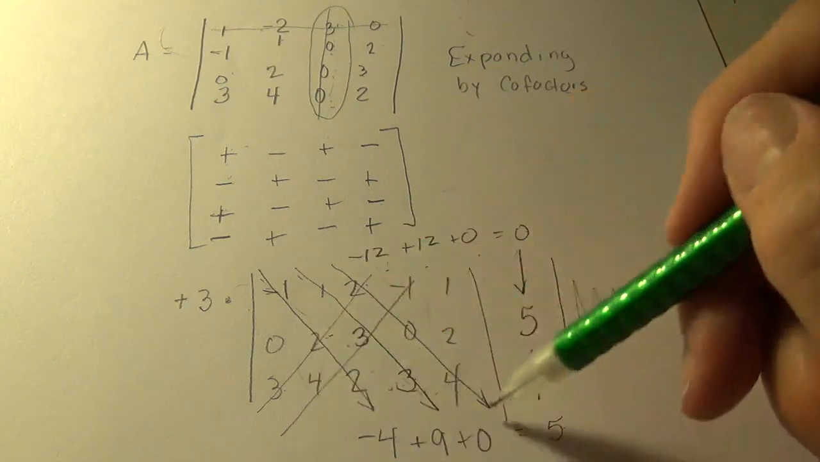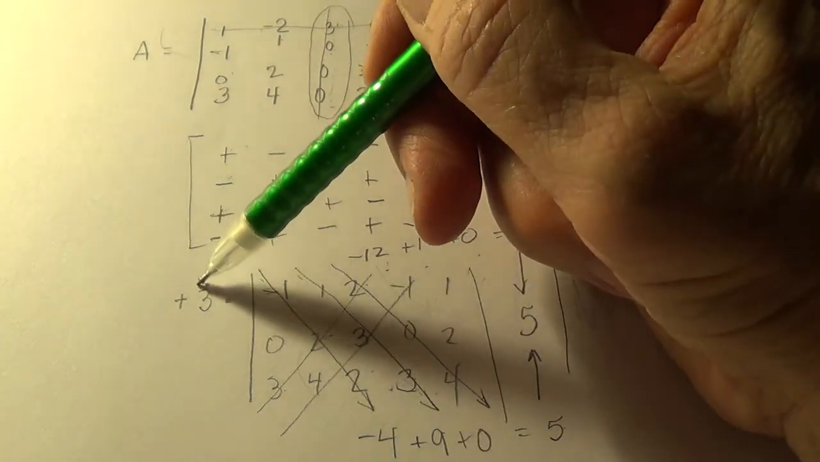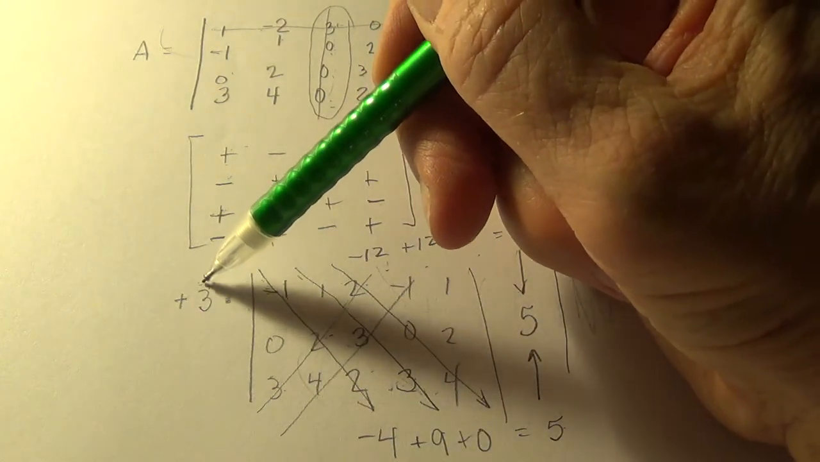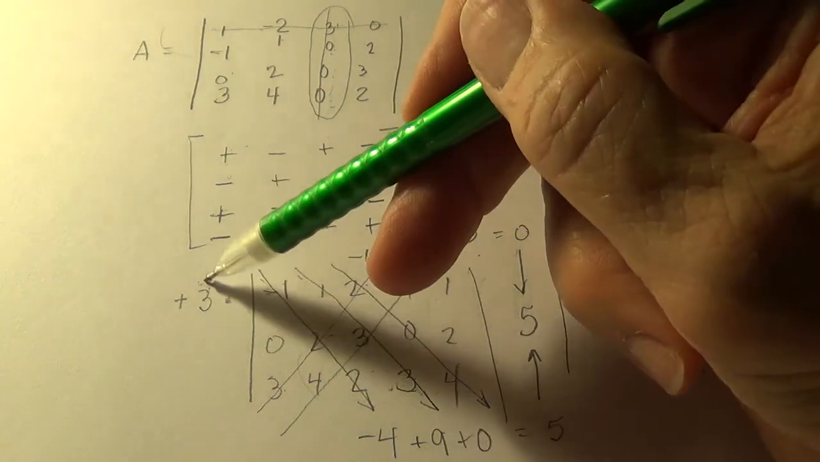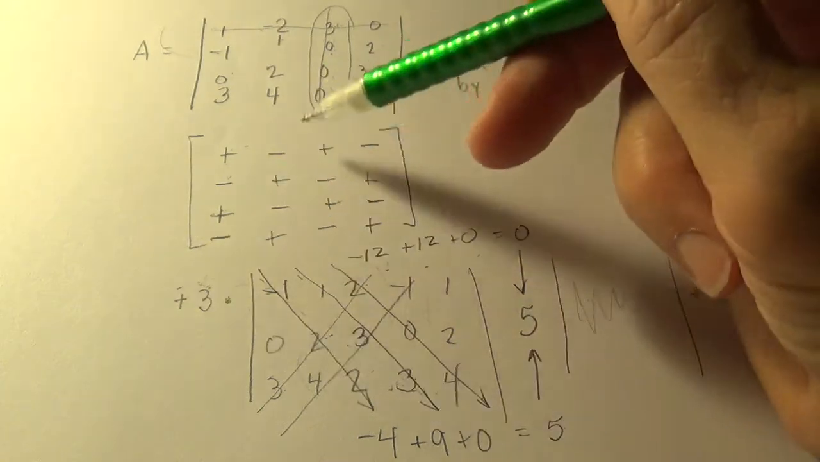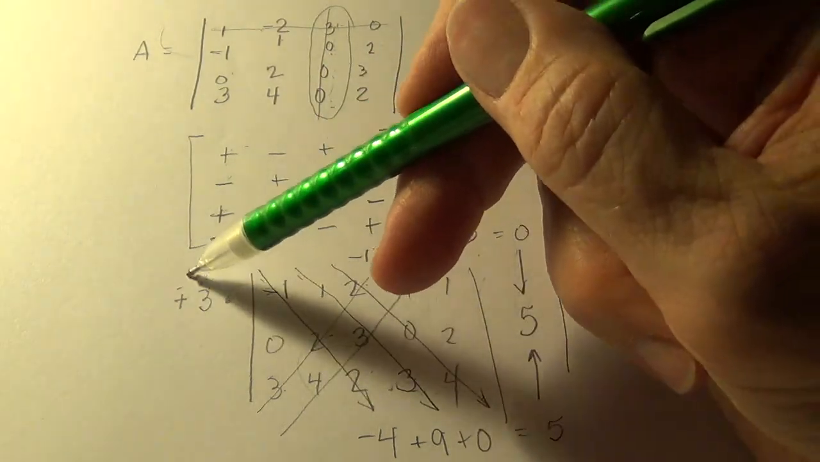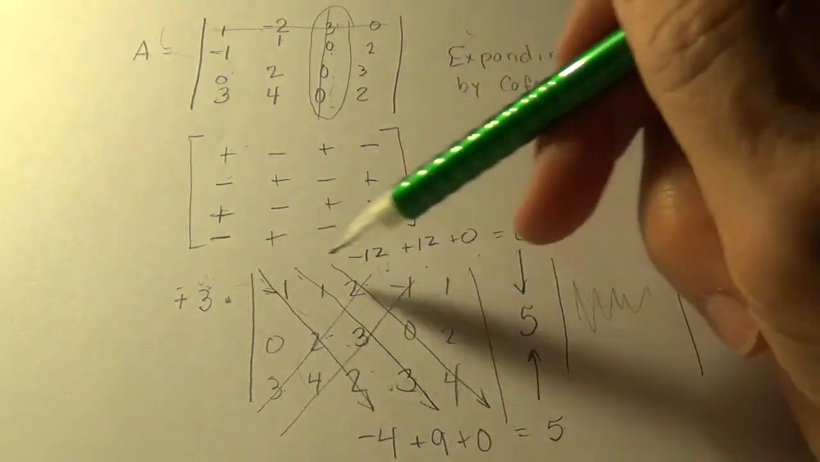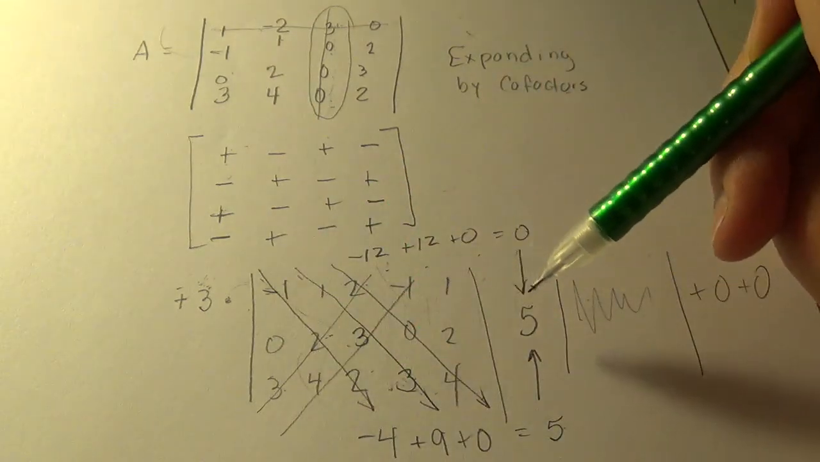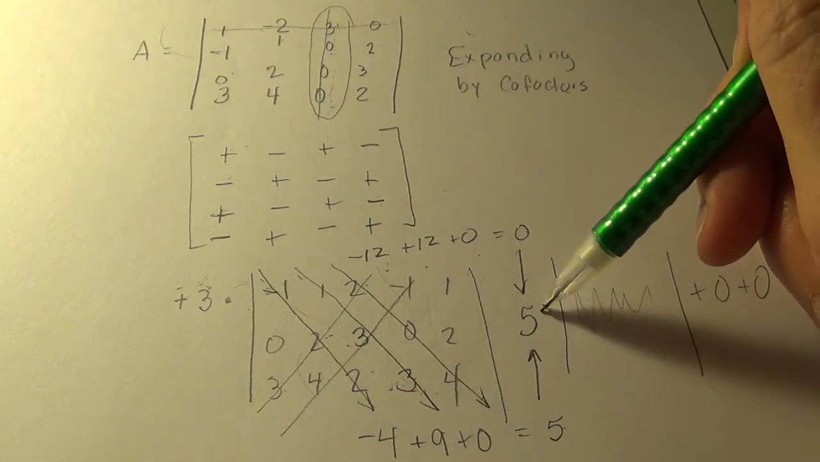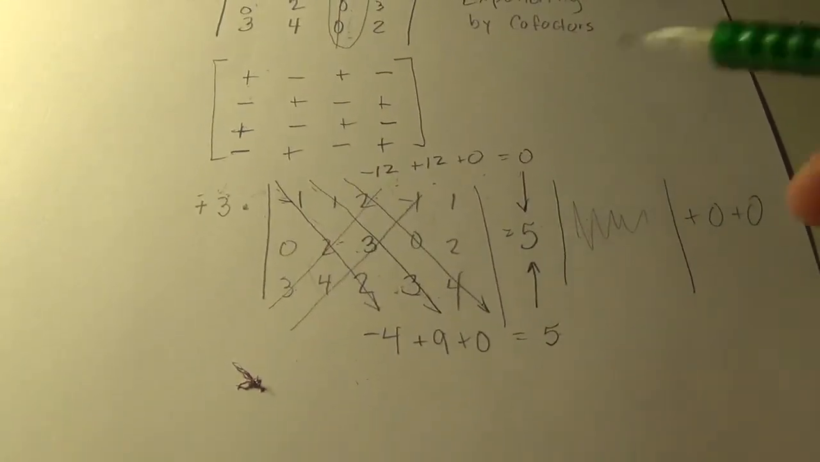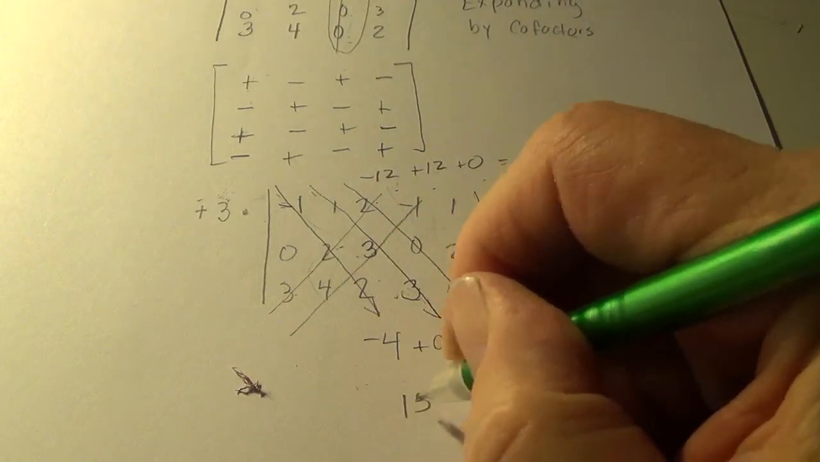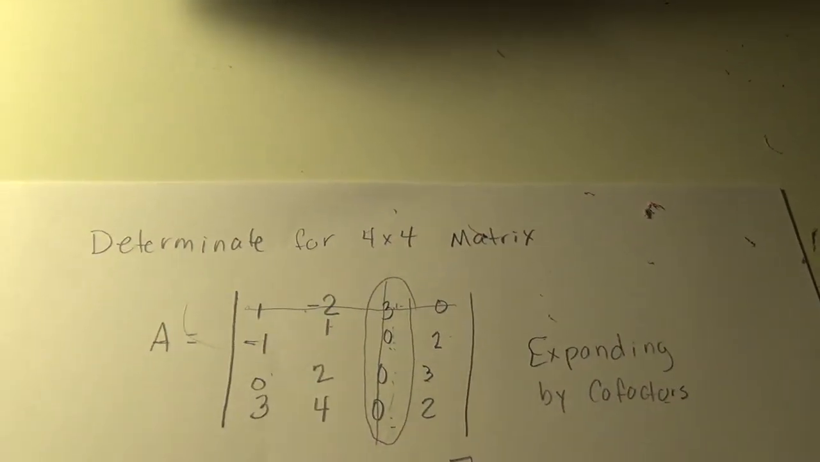Now that's the determinant, but remember I have to multiply it by this, and that's the cofactor. This is the minor. So the cofactor includes the sign from the checkerboard. So we have plus 3 times the determinant of this matrix, the minor matrix, so that gave us a 5. So 3 times 5 is 15. 15 is the answer. It's the determinant for that original matrix A.